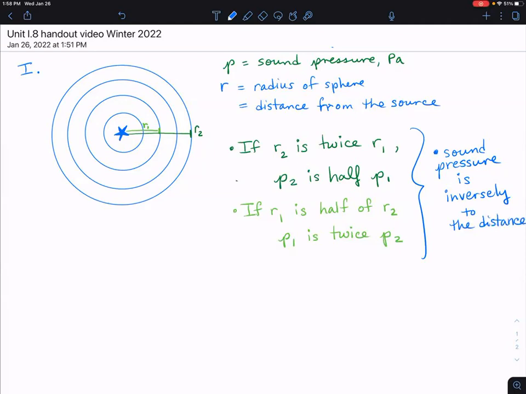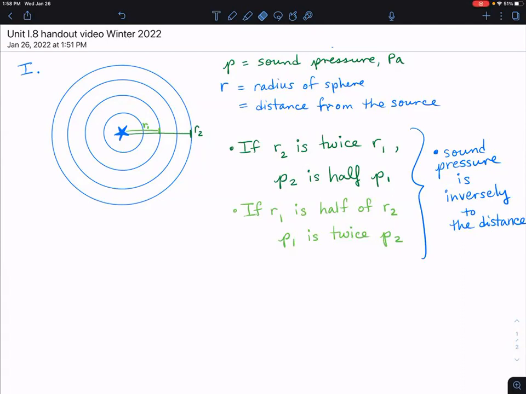Now, if you can't remember it in exactly these words, then you can use your own intuition and say, okay, am I closer to the thing making noise, or am I farther from the thing making noise? If I'm closer, it has to be louder, so the pressure has to be more. If I'm farther away, it has to be quieter. I know that from my experience. So then the pressure farther away will be less. So go ahead and use that intuition to help you know if it should be increasing or decreasing.